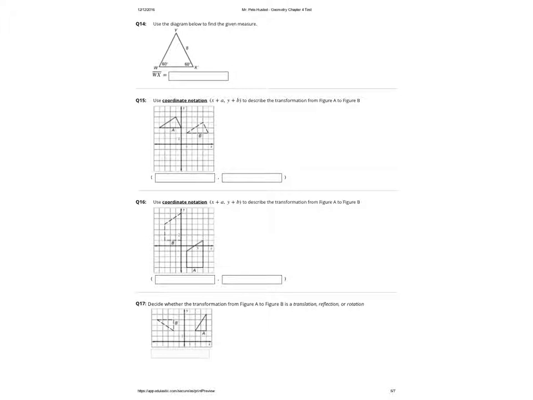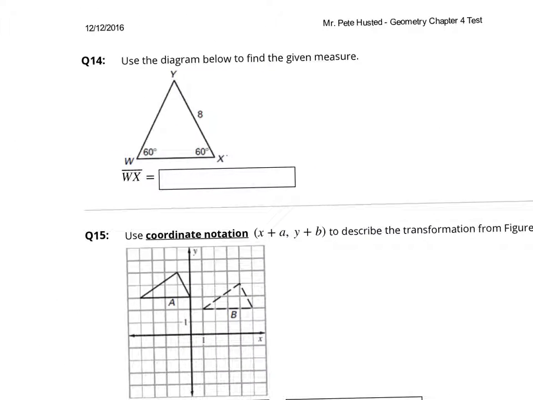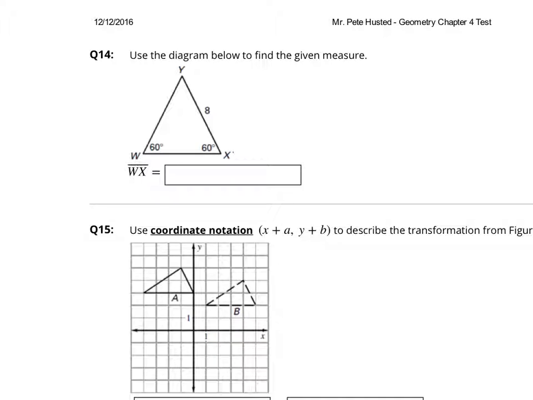Okay, moving on, number 14. Again, we want to find WX, now we want to find the side. So this side, how long is this side? Okay, so you figured out how many degrees this angle was in the last question. So that should help you to figure out if all the angles are the same, what are all the sides?